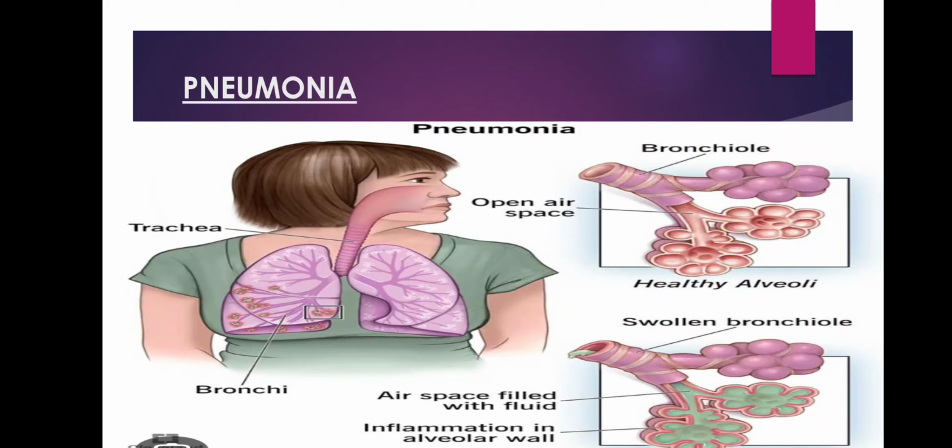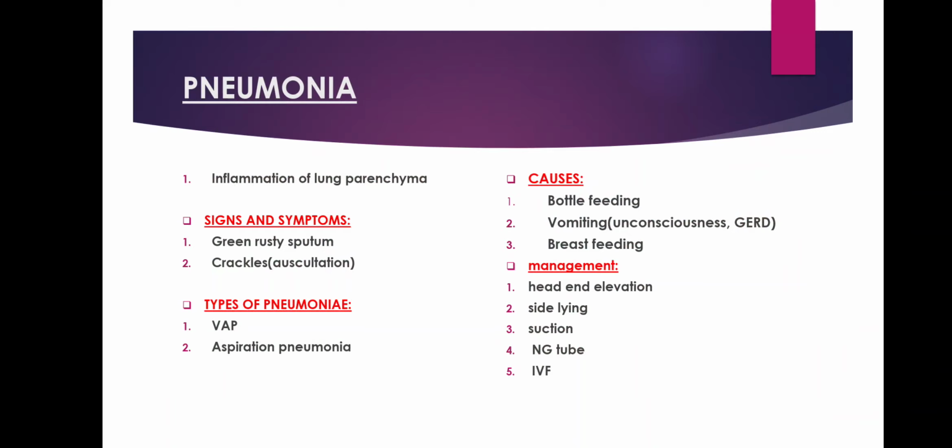Ventilator associated pneumonia, the patient after admission to the hospital, dependent on oxygen needs and developing any kind of pneumonia, that is a ventilator associated or hospital nosocomial pneumonia. Then community acquired, the patient received the infection from outside the hospital before the admission to the hospital, is a community acquired pneumonia. Signs and symptoms, green rusty sputum, crackle sound.